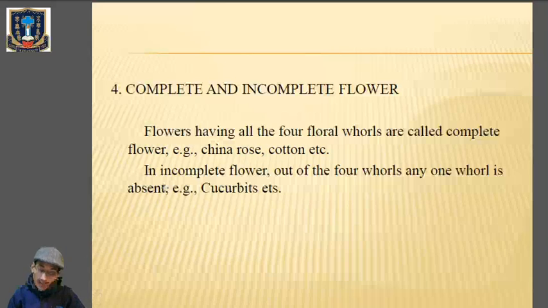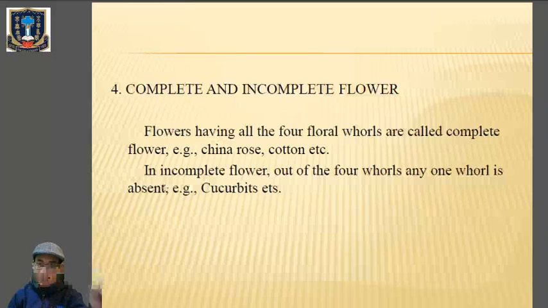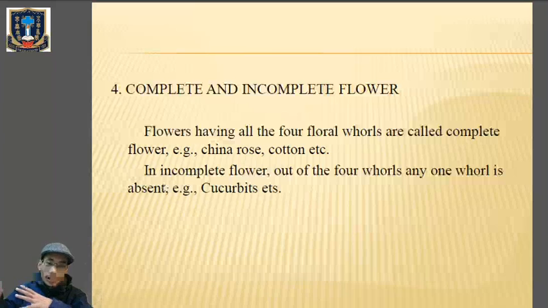That means calyx and corolla might be present. Suppose let's say calyx and corolla are there, but out of androecium and gynoecium, only one is there, let's say there is calyx, corolla, androecium, there is no gynoecium, then they are called incomplete flowers. Okay, so if all the 4 whorls are present, then they are called complete flowers. Example, China rose, cotton. But if any one of the 4 whorls is missing, then that is called an incomplete flower. Example, cucurbits.